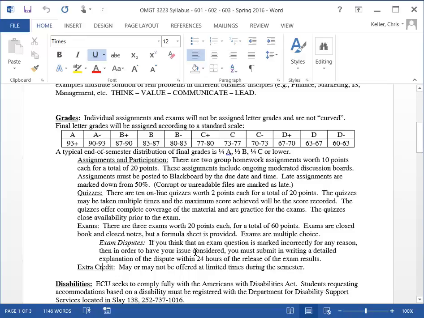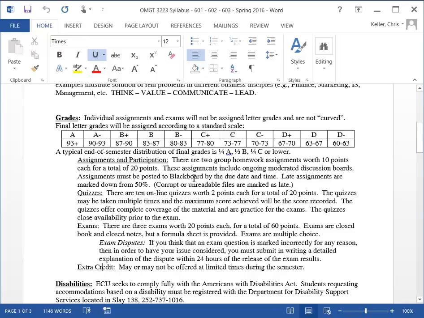I may offer extra credit during the semester, 1 or 2 points here or there. Generally, it's a participation extra credit. I ask you to do some arbitrary task, and if you complete that task, then you get the extra credit.